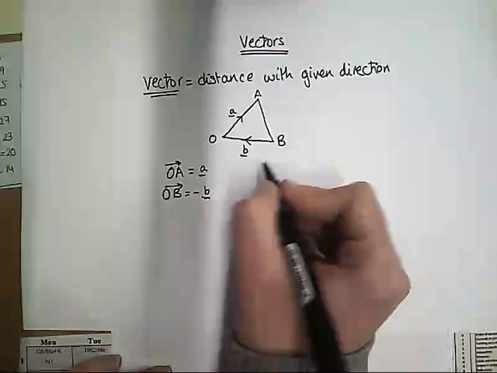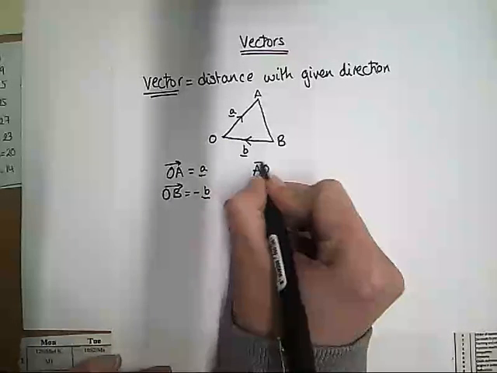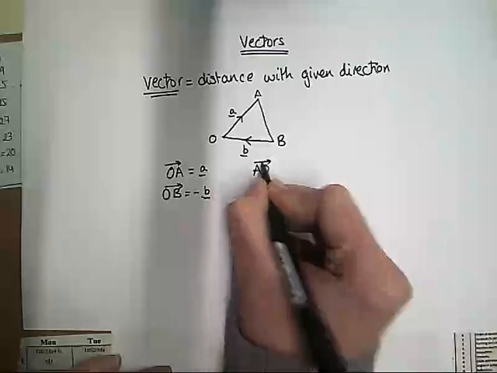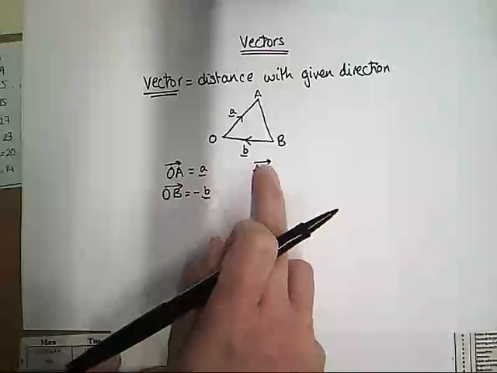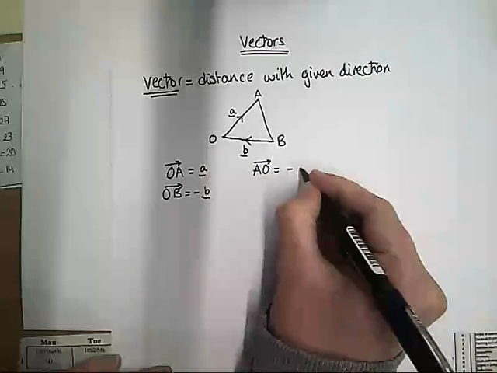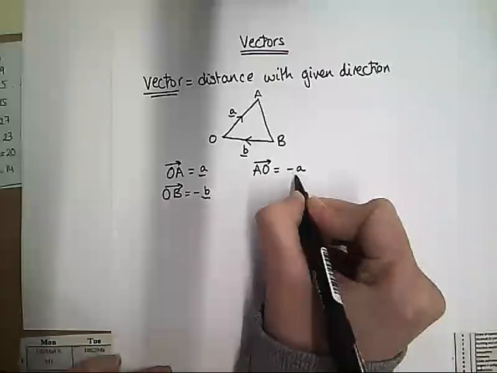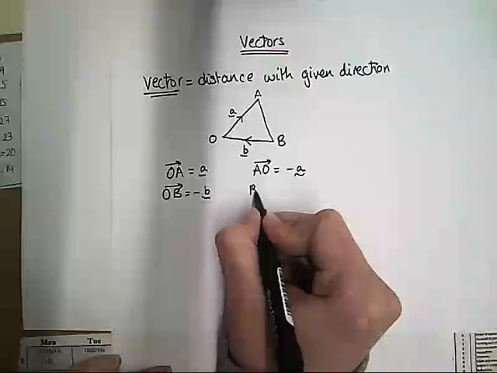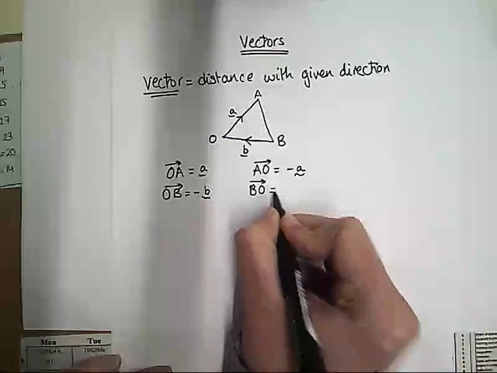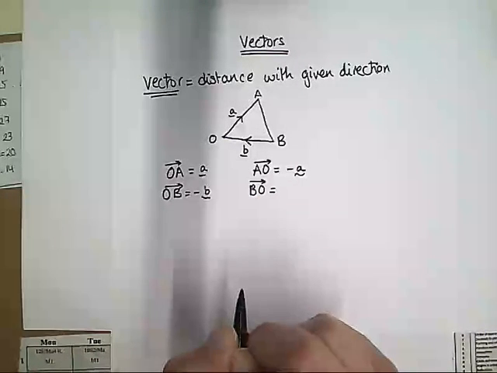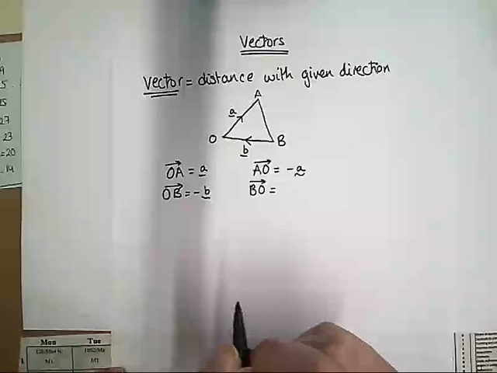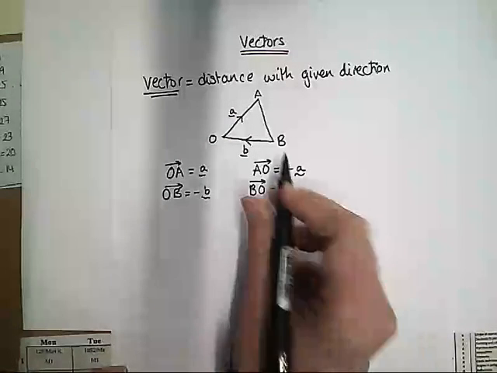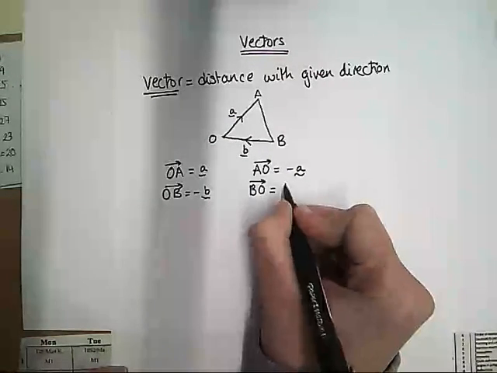So that means that if I was going from A to O, that's how we write it, we're going from A to O in that direction, then that would have a vector of minus A. And we underline these vectors. You'll notice I'm underlining all of these vectors, and that's how we always write a vector. If you're typing a vector, or if you see it typed in an exam, it will be in bold, okay? Whereas here, we can't write in bold, so we just underline it.